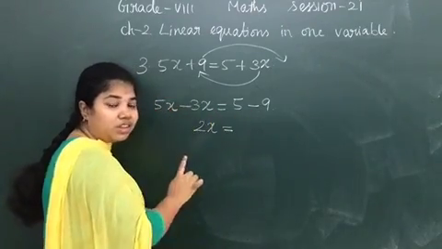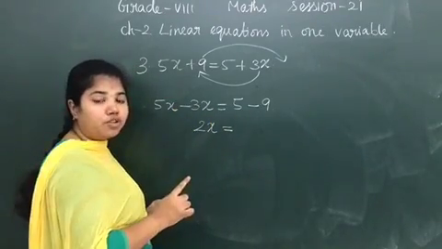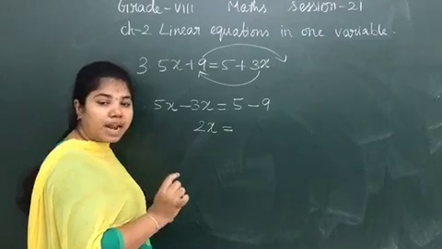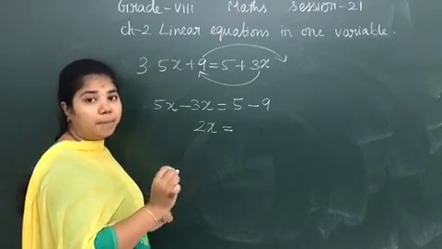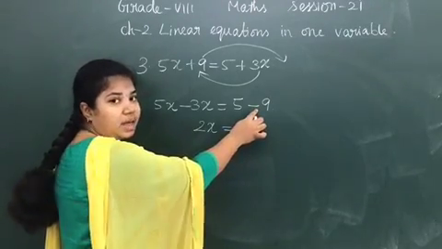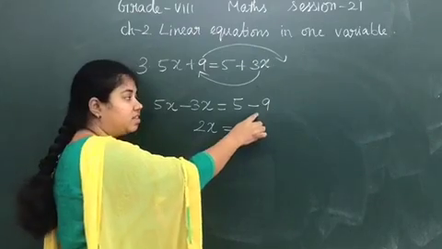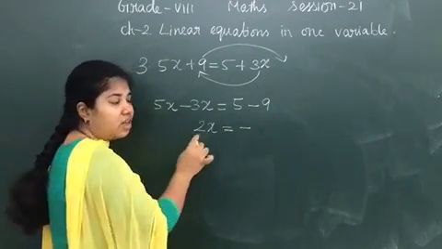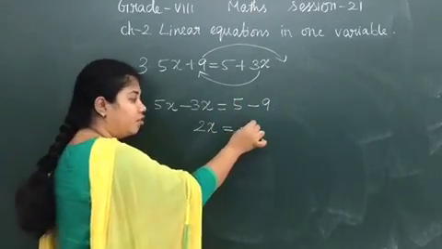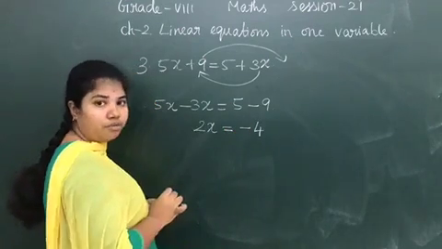If it is a positive and negative number, what you are supposed to do? Yes, you have to subtract and write the bigger number sign. Bigger number is 9. Its sign is minus. So minus. What is the subtraction of 9 and 5? 4. Very good. So minus 4.